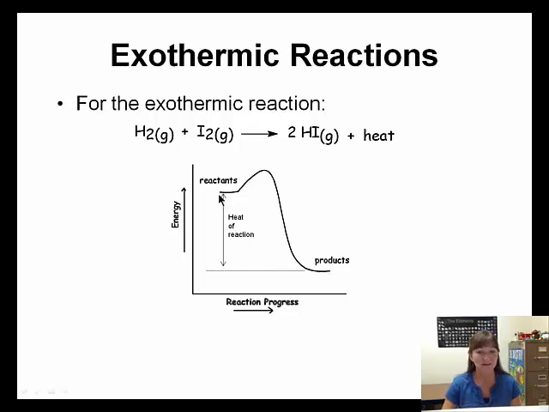So why do the products have lower energy than the reactants? Because they've given up some of their energy to the environment. So the products will have less potential energy stored in the bonds than the reactants.